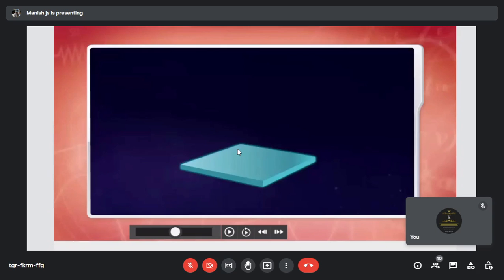Because we are considering a symmetric element now. For a non-symmetric element, the center of mass would obviously vary. It will change the position.